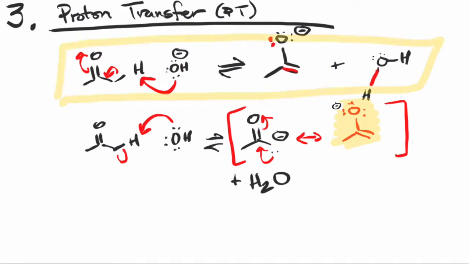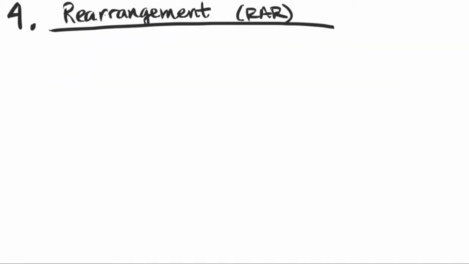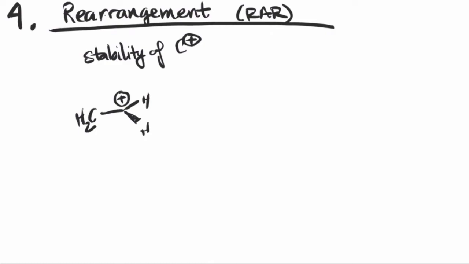All right, our last pattern here is rearrangement, and I abbreviate that as RAR, and this often involves a carbocation. So let's first discuss the stability of carbocations. Let's take a look at the simple case of a carbocation, a 2-carbon carbocation.